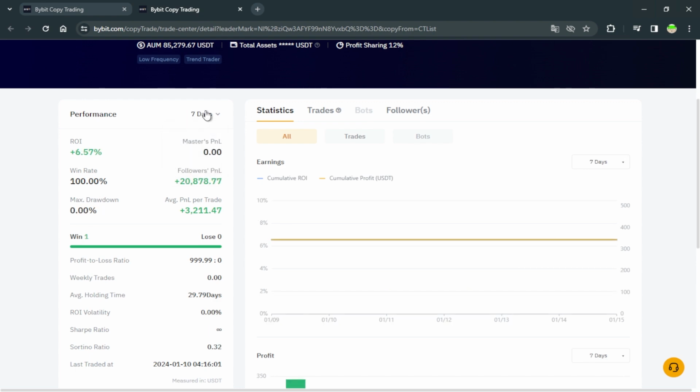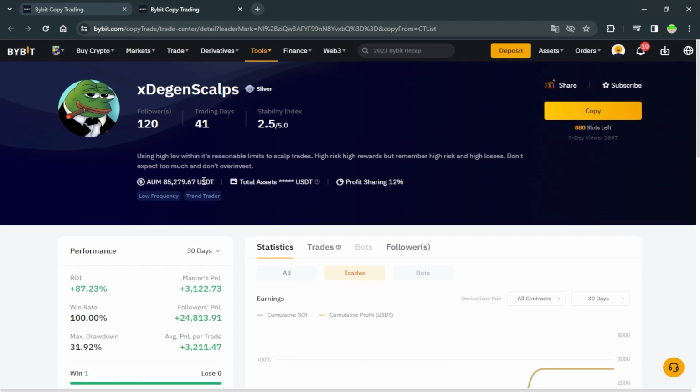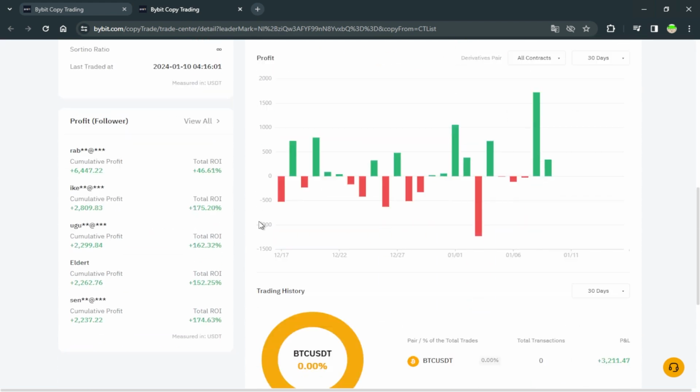Why did he have only one trade? As we can see, he traded Bitcoin, and this is not a candidate for us at all. He's got some kind of weird reputation.